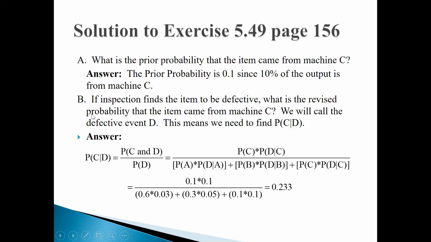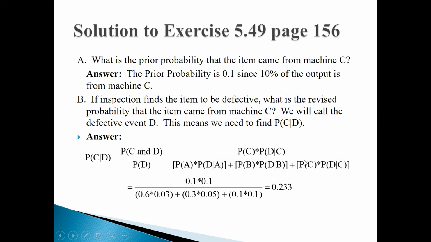Now, if inspection finds the item to be defective, what is the revised probability that the item came from machine C? We're going to start using that long equation we looked at on the blue formulas. And we'll call the defective event D. So this means we need to find probability of C given D. This is when we have to pull in everything here. So probability of C given D is equal to probability of C and D divided by probability of D.